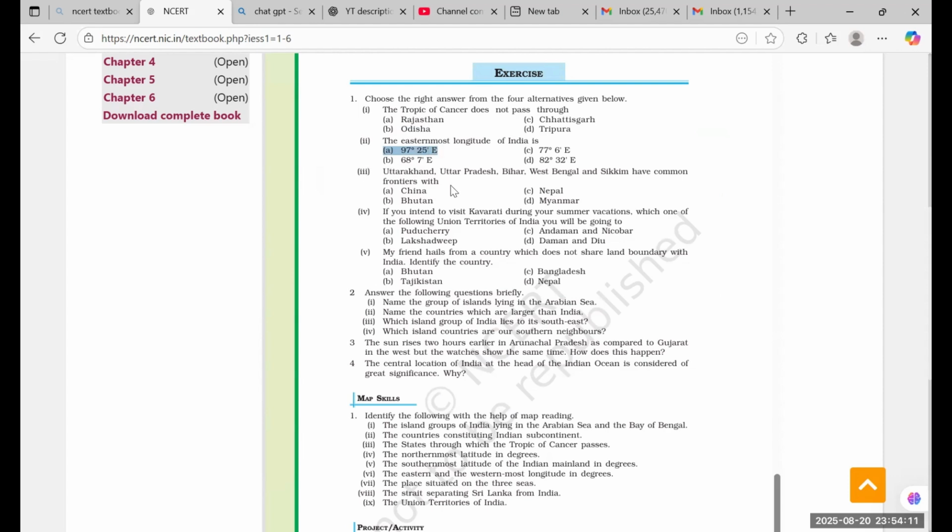Uttarakhand, Uttar Pradesh, Bihar, West Bengal and Sikkim have common frontiers with which particular country? For this, you should check the map before answering. So we can take the answer here as Nepal.